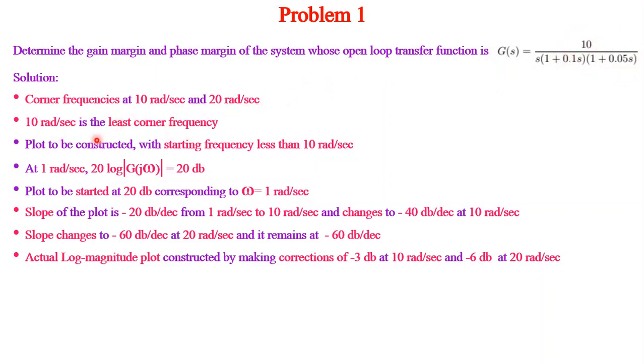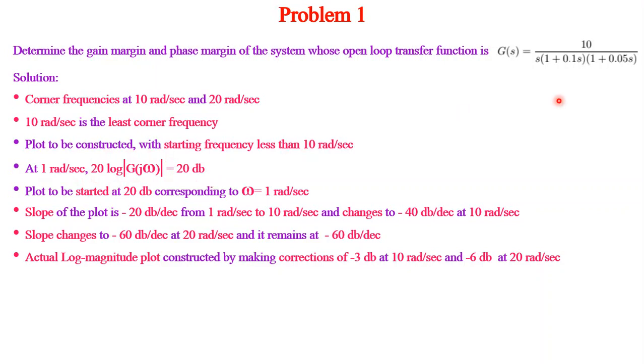Among these two, we will have to check which is the least corner frequency, as per the procedure indicated already. So it is 10 radian per second. We do not start at 10 radian, but at some frequency less than 10 radian per second, so that we will have an idea about the variation of the plot from low frequency to high frequency. Let us say we take 1 radian per second. What is the magnitude at 1 radian per second? We have to find out.